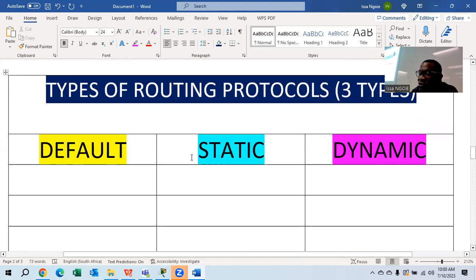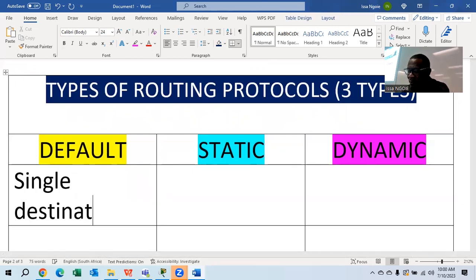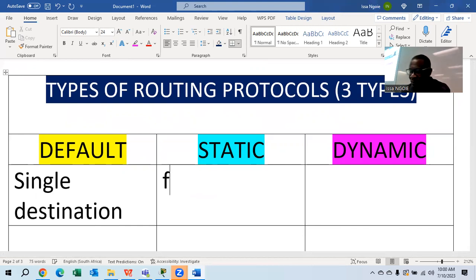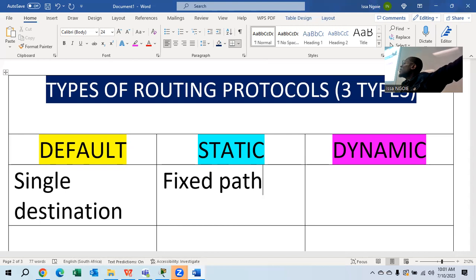We can go back now to my table here, right? Default way means what? You're gonna have a single destination. There is only a single destination. Static way means a fixed path. It means that you're gonna tell your kid, okay, for you to go from here to town, these are the roads you have to follow. This is the meaning of static, right? You tell your kids how to reach the school by only following one road, the same road every day. This is the static way.